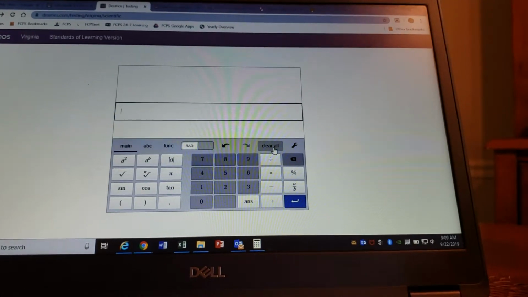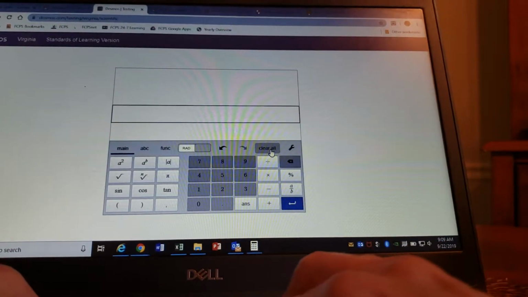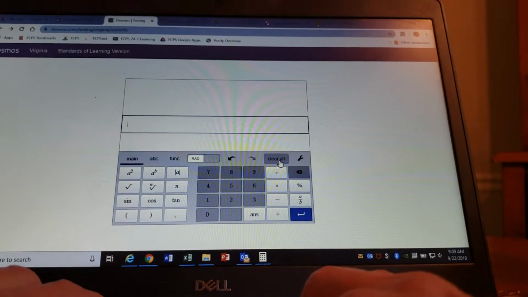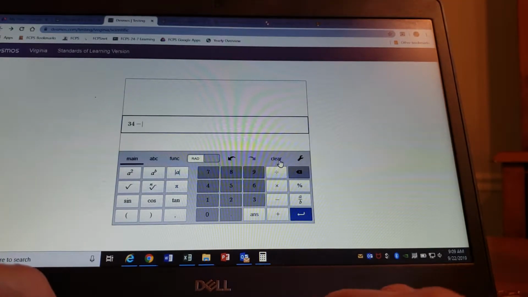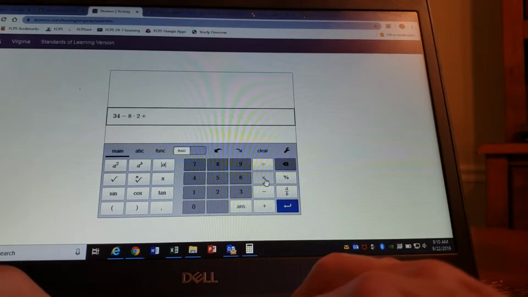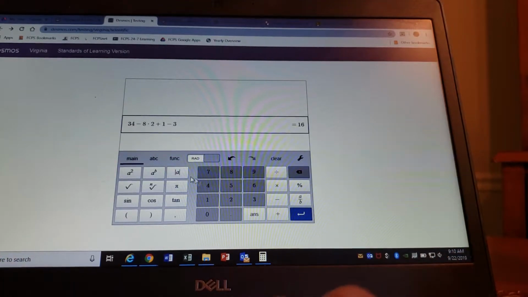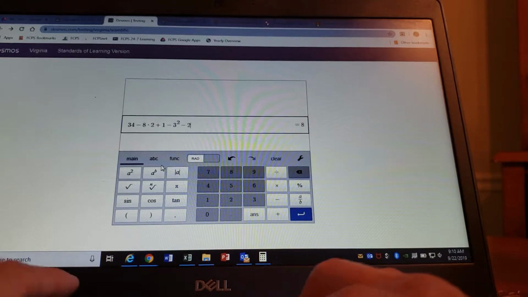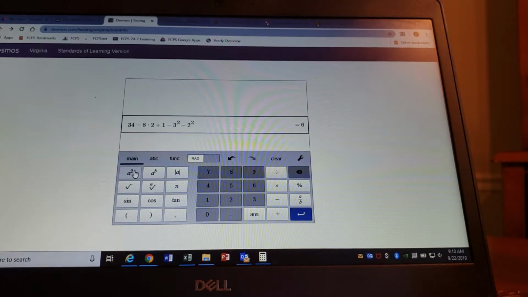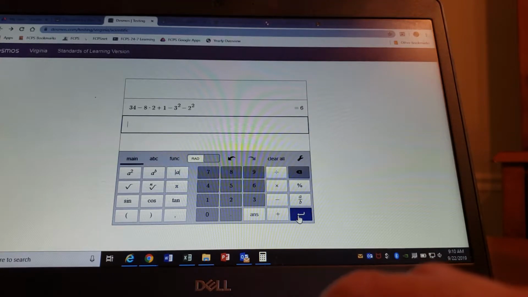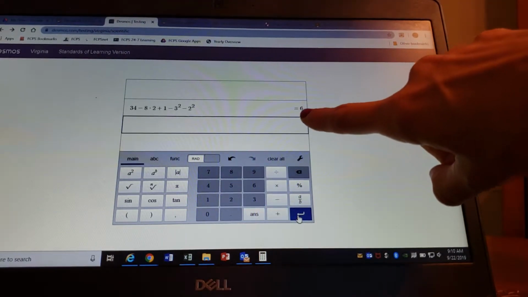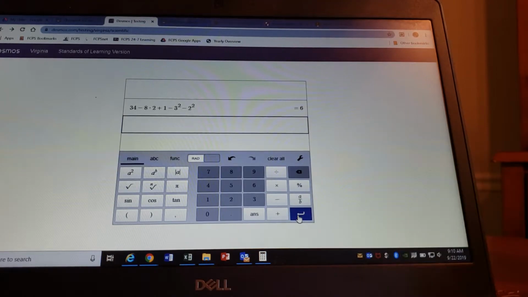I'm now going to show you how to plug this question into the Desmos calculator. So I put 34 minus 8 times 2 plus 1 minus 3, hit the a squared button, minus 2, hit the a squared button again. Go ahead and hit enter and you'll see our answer is 6, which we got on the paper.